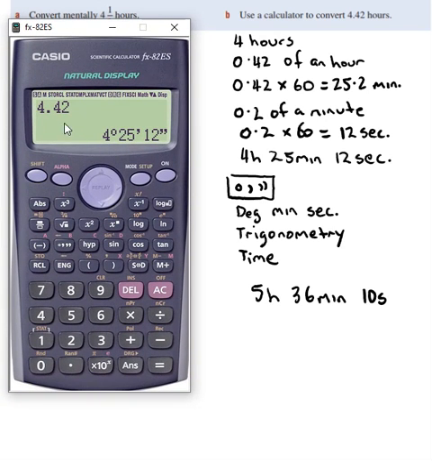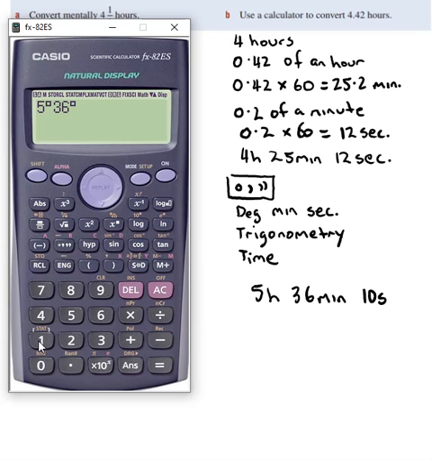Now remember what that was? It was 5 hours 36 minutes and 10 seconds. Now we need to learn how to type this into the calculator. That's very easy to do. When we type in 5 hours 36 minutes 10 seconds, we type in our 5 and press our degrees, minutes, seconds button first. So now it knows it's got 5 hours. How many minutes? 36. So I type in 36, press the button. Now it's 5 hours 36 minutes.